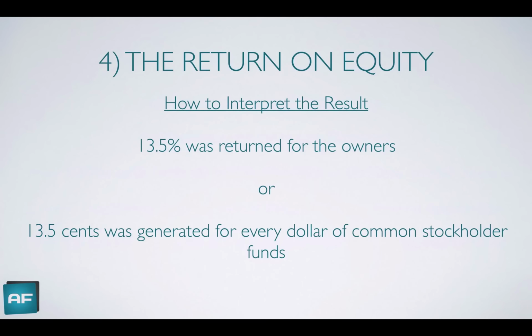All right, how do we interpret the results? Simply, our example was 13.5%, and it means that 13.5% of the equity was returned for the owners over the period, or that 13.5 cents was generated for every dollar of common stockholder funds in the business.